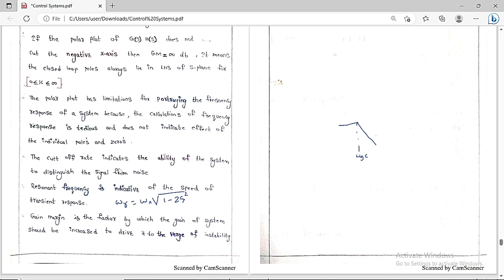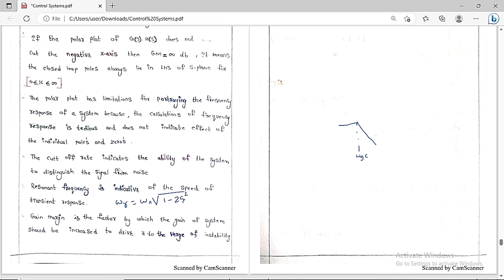So this resonant frequency indicates the speed of the transient response. The resonant frequency formula is omega r equals omega n times the square root of 1 minus 2 zeta squared. So finally I can say this resonant frequency is an indicator of the speed of the transient response.